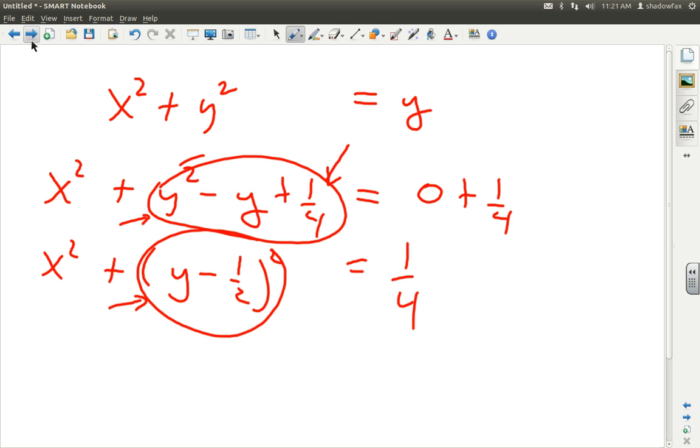All right, so what's the center? What's h? 0, 1/2, and the radius. We're comparing this to x minus h, so h has got to be 0. There's nothing here. Plus y minus k, so k is positive 1/2, right? Equals r squared. What am I squaring if I want 1/4? If I square it and I get 1/4, it was 1/2.